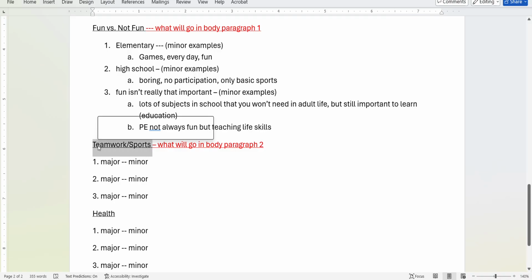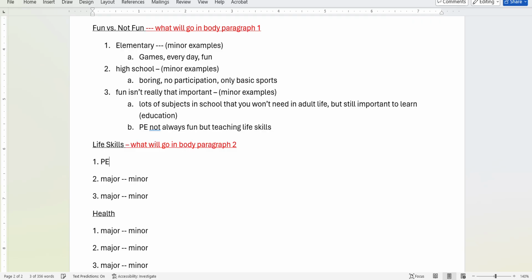So for those of you watching, you can see what revision looks like in real life, because I'm going back and looking at it now and thinking, okay, I really don't have enough that I can get a full paragraph just about teamwork. Hooray. So instead, especially since I talked about it right here, I'm going to make this life skills. So for my major detail, I'm going to say PE teaches teamwork.